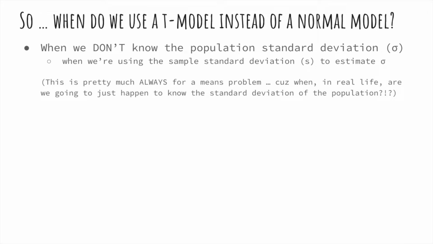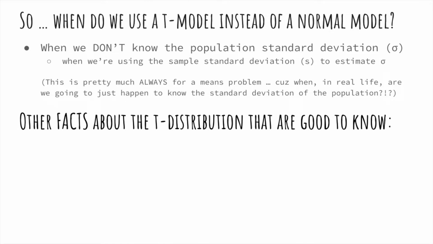In real life, we don't know the true mean of the population. Why would we just happen to know the population standard deviation? If we knew that, we probably wouldn't need to do a confidence interval or a hypothesis test if we knew that much information about our population. So most of the time, especially in real life, we are using a t-distribution because that's what we've got.